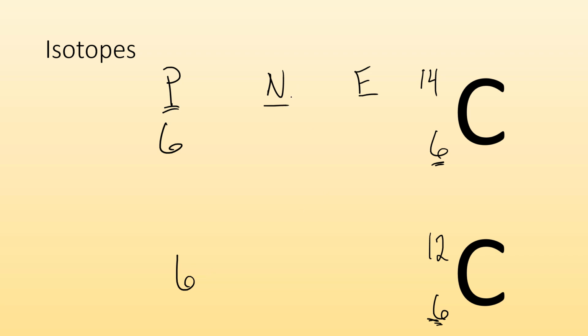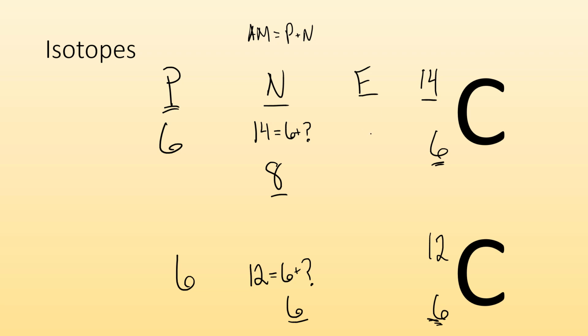Well, what about neutrons? Well, I know that the atomic mass equals protons plus neutrons. So if 14, I don't know why I wrote that. That's not 14. This is 14. If 14 equals 6 plus some number, well, that means that some number has to be 8. So carbon 14 has 8 neutrons. Well, what about carbon 12? Well, 12 has to equal 6 plus some number. In this case, it's 6. The number of electrons is going to be equal to the number of protons because it's neutral. They're both 6. So the only difference is the number of neutrons.